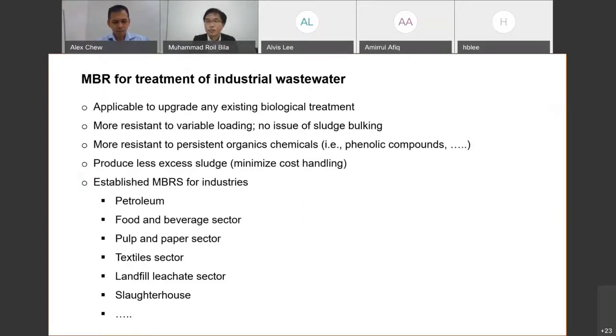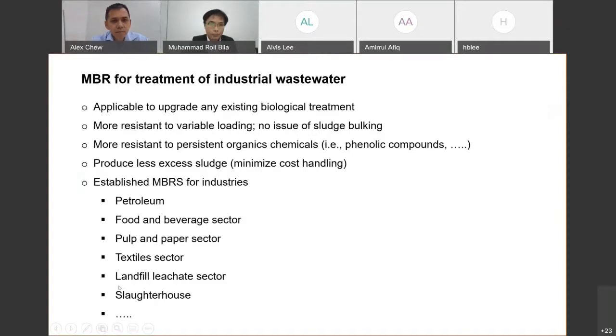So I do have installations that are not applicable for the conventional activated sludge process. If you are in that situation, maybe MBR can help you. Why? Because, for example, your wastewater is very fluctuating. The composition changes over time, the capacity of the wastewater changes over time. Well, that cannot be treated using the normal way. Well, that can be handled with MBR, because why?